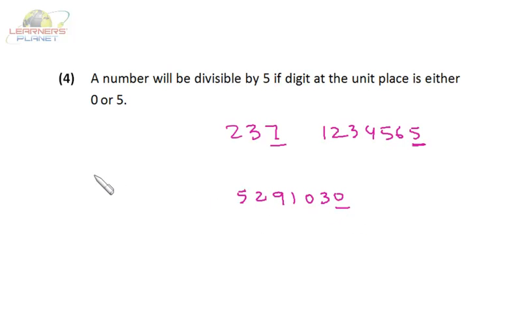Okay, one more example I'm taking. 3, 2, 7, 9, 5, 1. Now what is the unit digit in this case? It's 1. That means this number 3, 2, 7, 9, 5, 1 is not divisible by 5, since there is 1 at the units place, and to be divisible by 5, the unit digit must be either 0 or 5. Okay, so I hope you are clear about the divisibility rule of 5.